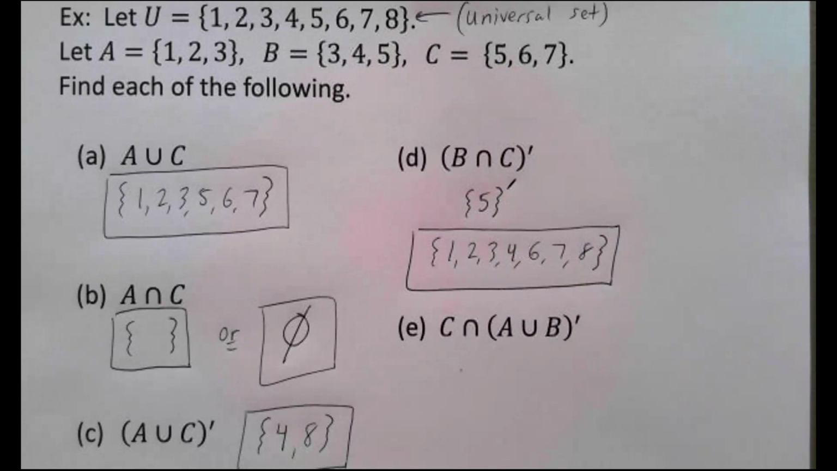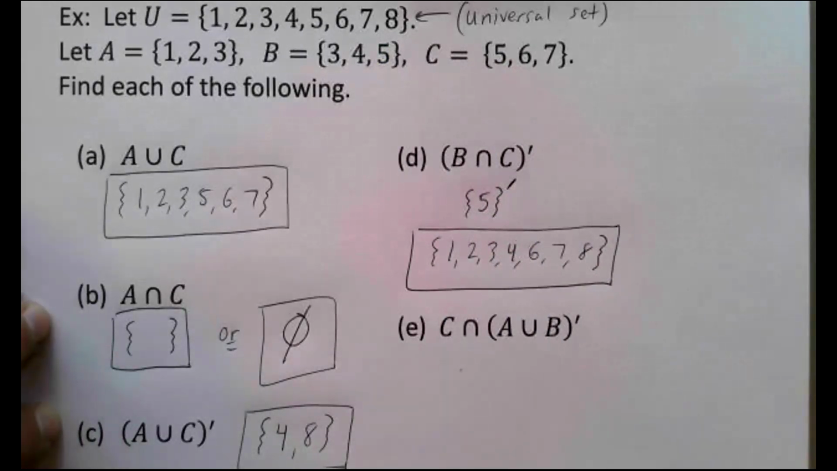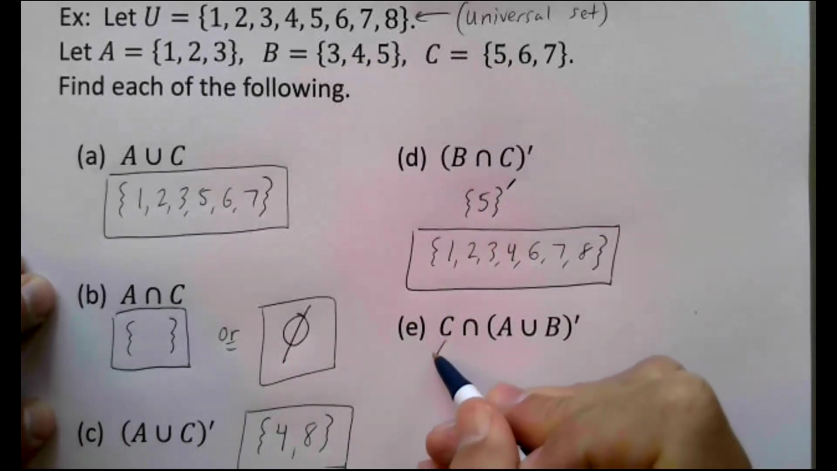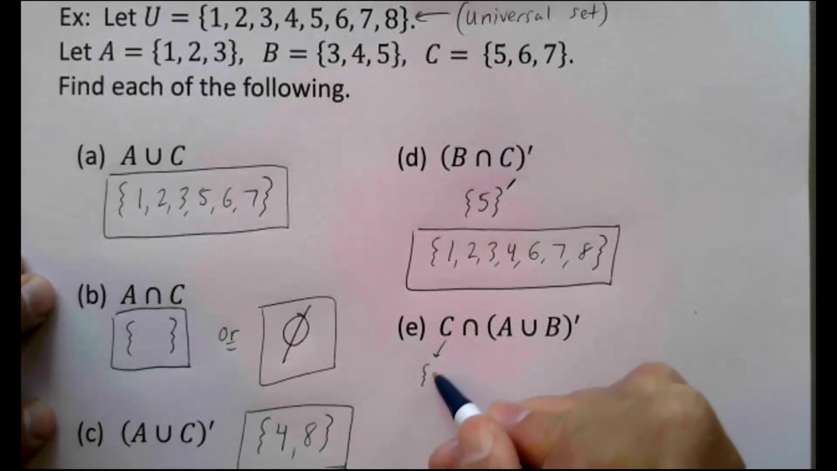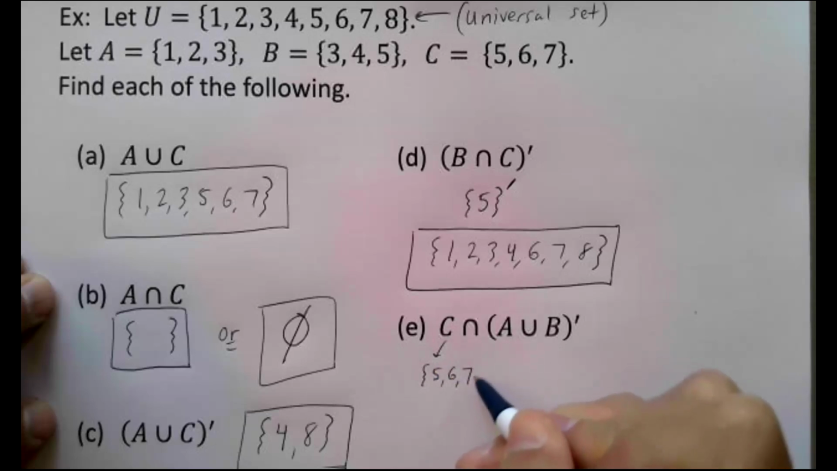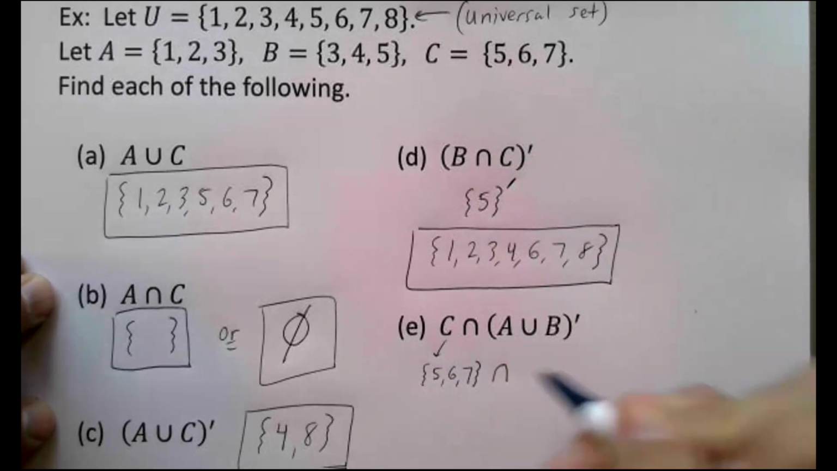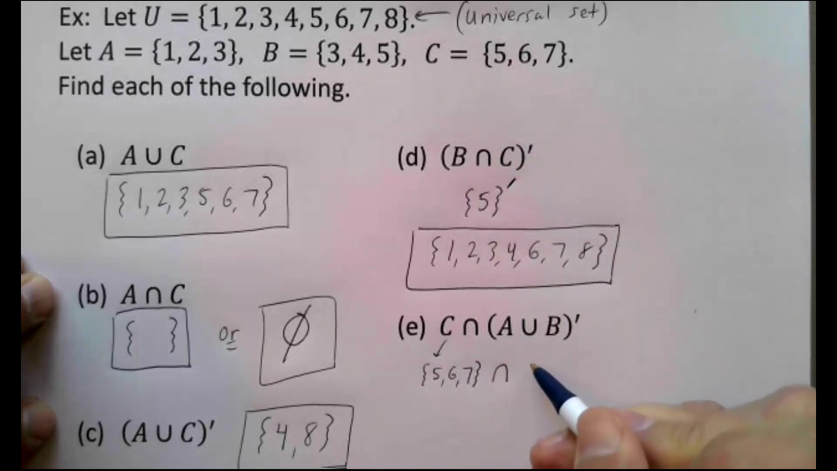For the next question, let's go ahead and take it by parts. I think it'd be really hard to try to do this all at once. I think we should do this. So when I see the C, I know C is 5, 6, 7. That was given. That's going to be intersected with something. What's that going to be intersected with?